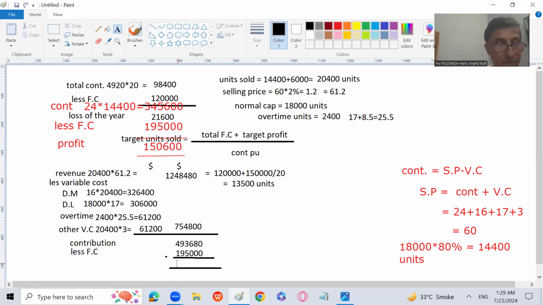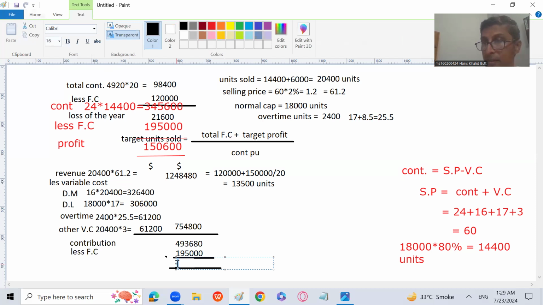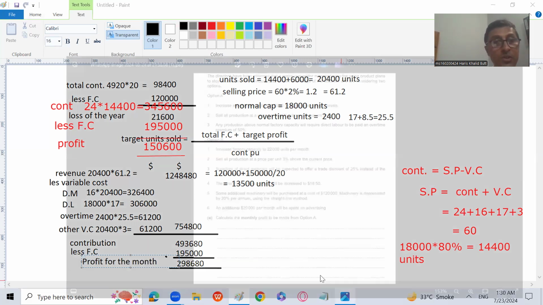So we will find the profit. So the profit we can calculate, plus 195,000, 298,680. This is going to be the profit for the year. For the month, sorry, because it's a monthly profit statement. Now let's move forward. And now this is option 1 only. Now let's move toward option 2.